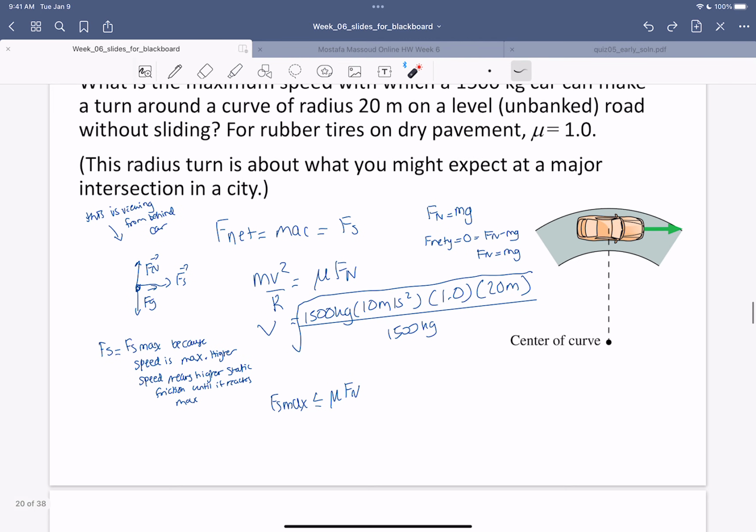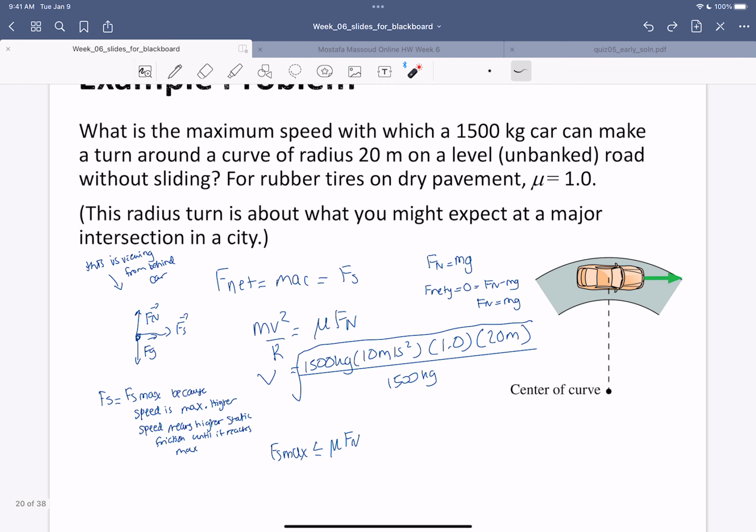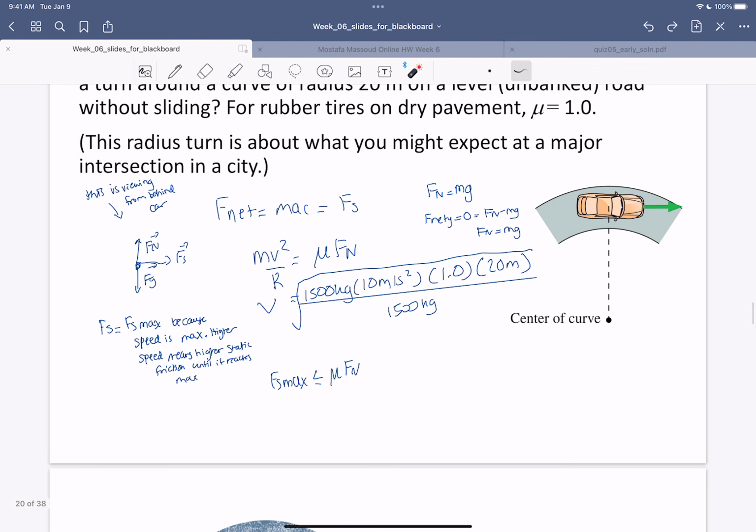So if I know that my net force, or my centripetal force, is equal to mac, well, the only force acting along that axis, providing the centripetal force, is static friction. And I know that at its maximum speed, based on the interpretation of the problem, the fastest I can go without slipping or sliding, if I'm just about to slip or slide, then static friction force is at its maximum. So I can say that it's equal to mu times Fn. So then I can say mv squared over r is equal to mu times Fn.